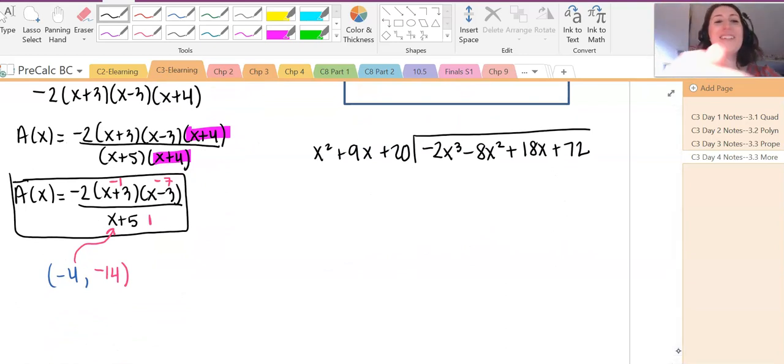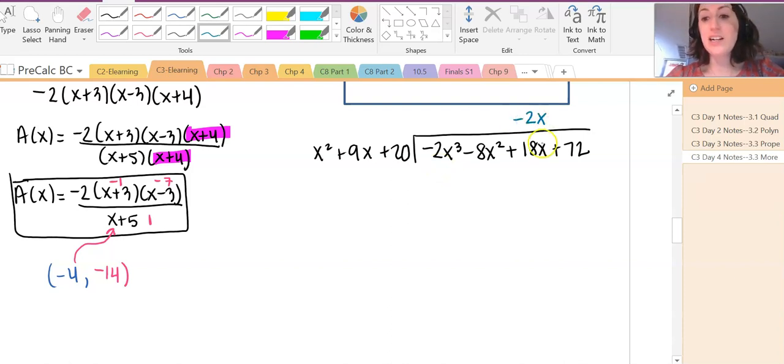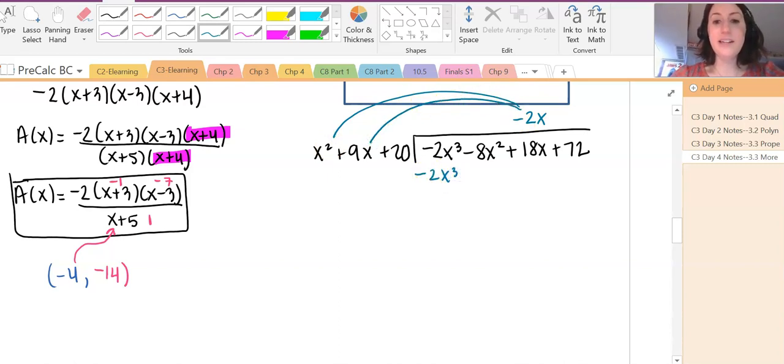All right, so here's what you're going to do. You're going to say x squared times something is -2x cubed. And that would be a -2x. And so what I like to do is I'm going to put this -2x right here. I'm putting it over the other x. That also is going to tell me how many cycles of this I have to do, which you'll see what I mean by that in a minute. All right, now we multiply. -2x times x squared is -2x cubed. -2x times 9x is -18x squared. -2x times 20 is -40x.